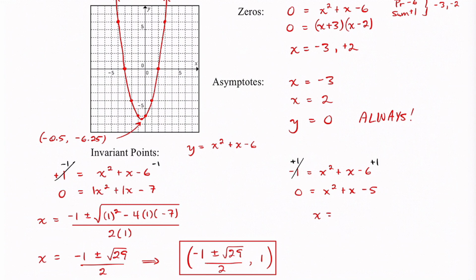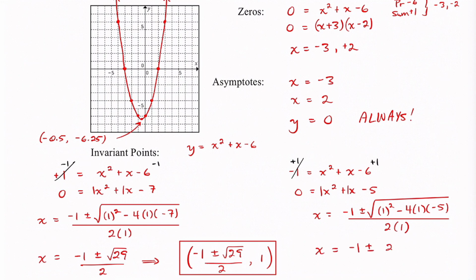So it's going to be x equals minus b, which is a 1, plus or minus the square root of b squared, so it's 1 squared minus 4 times an a, and the a is 1, times c, which is now a negative 5. That's all in our square root, and then being divided by 2 times a, and a is a 1. And now with this one, when you simplify the inside of the square root, we are going to get 21, so it's the square root of 21, divided by 2 times 1, which is just 2.